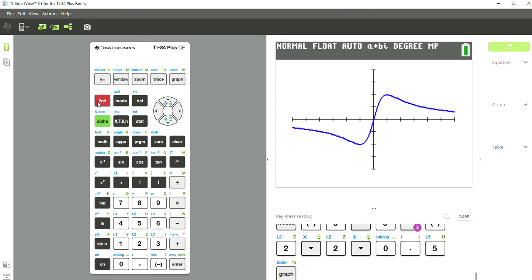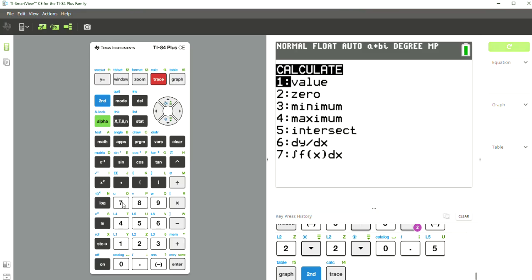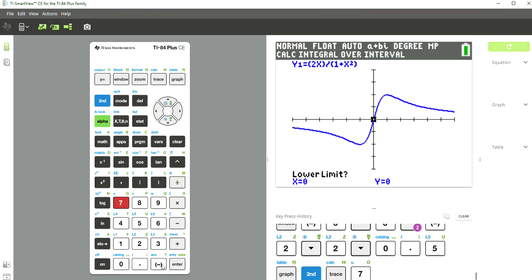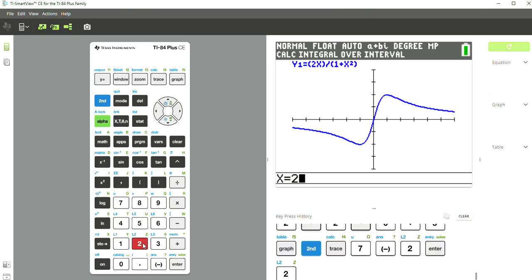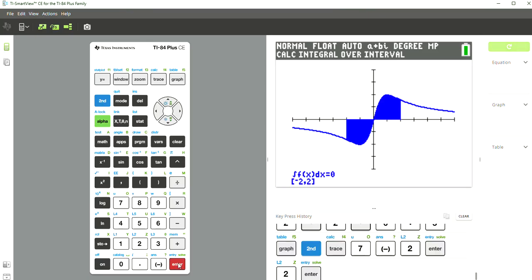But pushing second trace, option 7, and using a lower limit of -2 and an upper limit of 2, when it shades the region, you'll see the blue region here as a negative area, and its opposite positive region is over here. And those two cancel, essentially adding up to 0. That's another good way to visualize why the integral from -2 to 2 of 2x over 1 plus x squared dx is equivalent to 0.